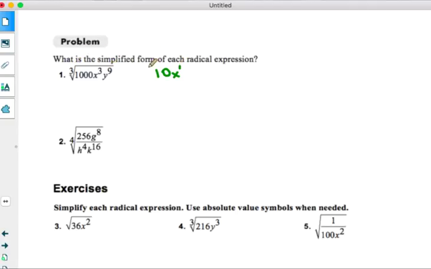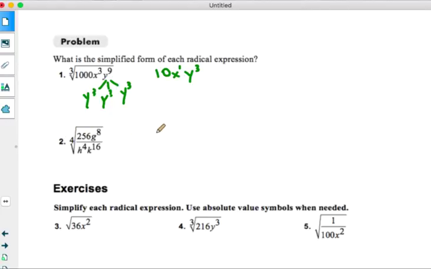So 3 goes into 9 3 times. If you want to write that as a threesome, each one of those is going to come out. So cube root of y cubed is y, y, and y. So that's going to end up like that.